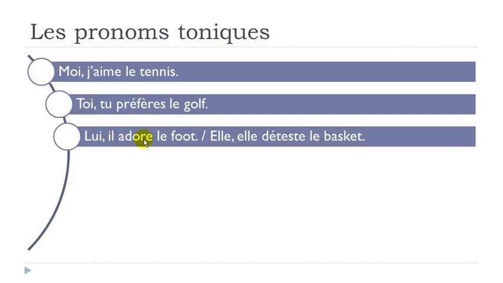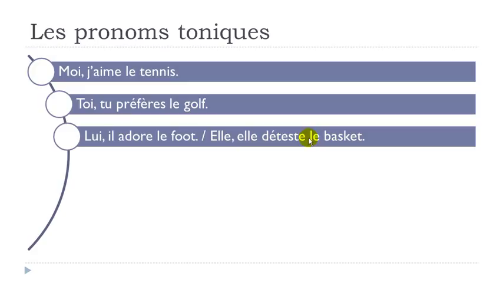Lui, il adore le foot. Lui, il adore le foot. Okay, so here, lui, pronom tonique, and then il, pronom personnel, adorer, to adore, le foot. We're talking about football here, okay? Elle déteste, détester means to hate, okay? Le basket, and we're talking about basketball here, basket, okay?